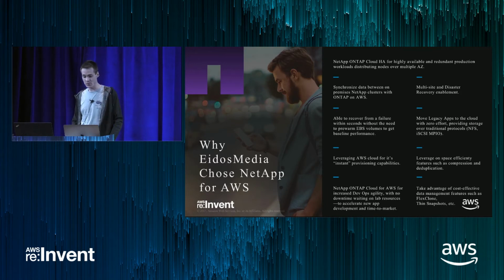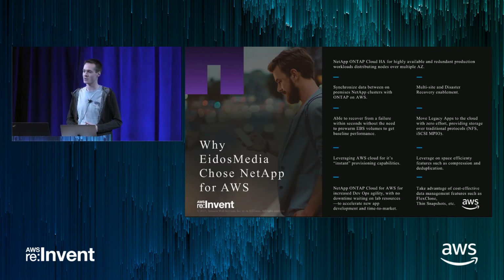We also wanted to move some legacy apps to the cloud with almost zero effort, so we can still leverage iSCSI and NFS without needing to re-engineer the application entirely. We also wanted to leverage the AWS capability for instant provisioning. So we can create an aggregate based on EBS disks, decide which kind of EBS we want, and then live migrate volumes onto it, and then we can do whatever we please. We can extend the volume, shrink the volume, move the volume to another aggregate, so change the aggregate type, and do all of those things live without service interruption.